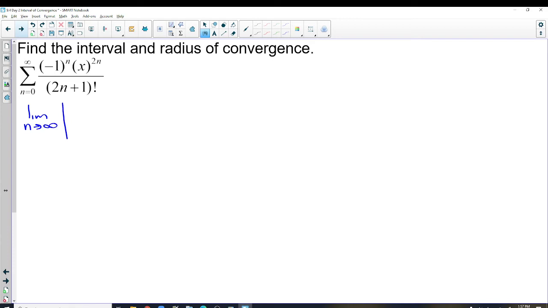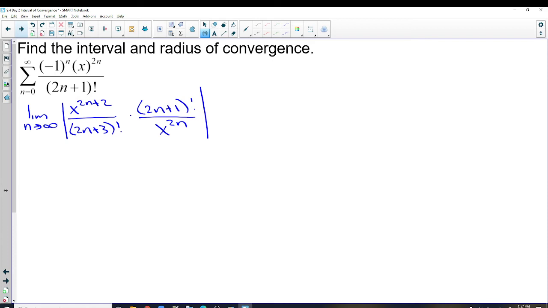Limit as n approaches infinity, x to the 2n plus 2 over 2n plus 3 factorial, times 2n plus 1 factorial over x to the 2n. So there it is set up, right? There it is set up.